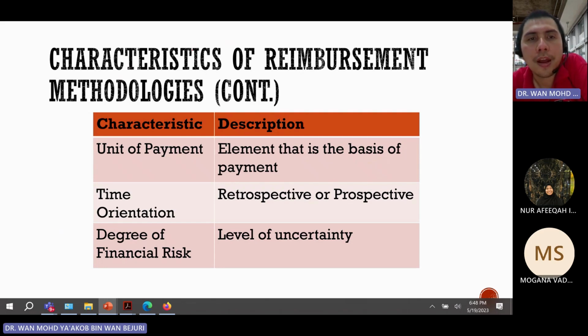Okay, there are three different characteristics. First is unit of payment. Unit of payment we can call an element that is the basis of payment. Second is time orientation. Time orientation is based on retrospective or prospective. And the last characteristic is degree of financial risk. It depends on the level of uncertainty.